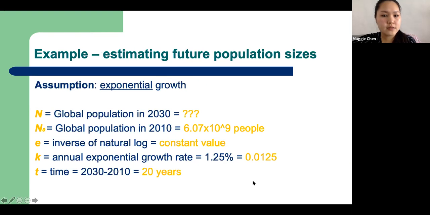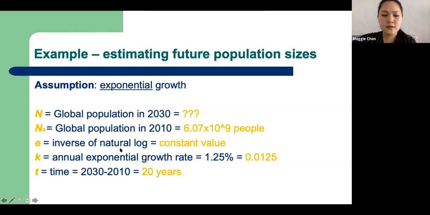As an example of how to use this equation, we're going to assume that there's an exponential growth rate for future populations. We're going to try to find our global population in 2030. So our N is what we're trying to find in 2030, and we're given N naught, our initial population size in 2010, which is 6.07 times 10 to the 9 people.